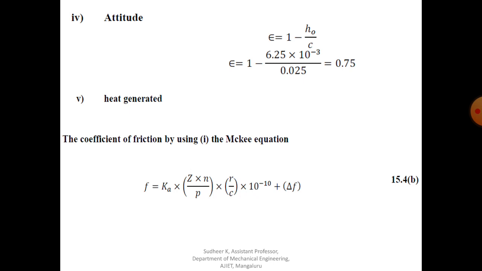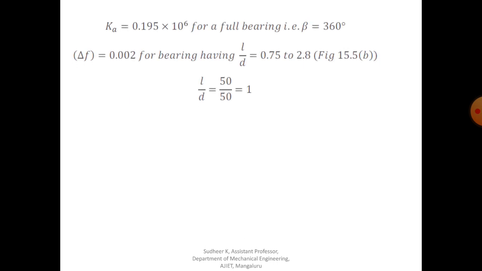So you can use one of the important figures, that is 15.5b, to find out the value of correction factor delta F for coefficient of friction. That is from page number 353. That value is also given below this equation. Now you have to substitute the Z value, N value, P value, R value and C value. Now you can substitute all the values.